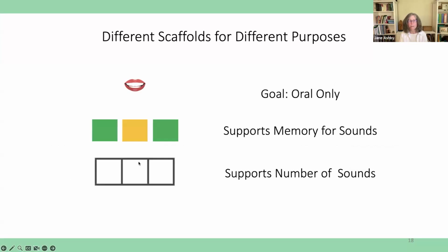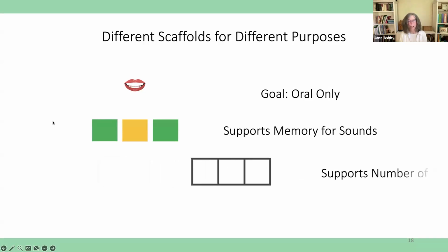There are different scaffolds to be used in phonemic awareness, and they're used for different purposes. So I'm sure all of you or many of you recognize these Elkonin boxes, right? And using these boxes provides a scaffold that identifies the number of sounds for the student. This is a great start, especially for very young students and for children who have extreme needs.